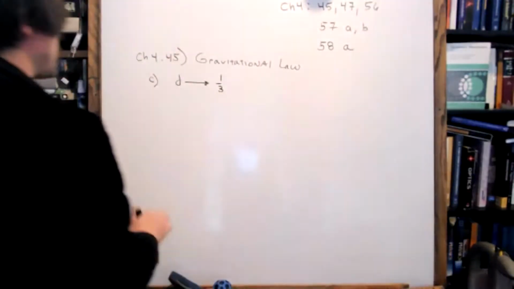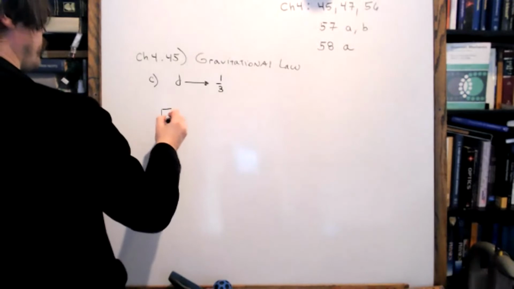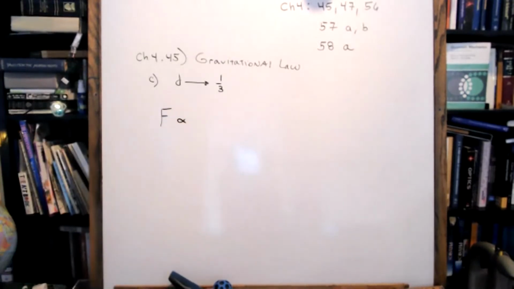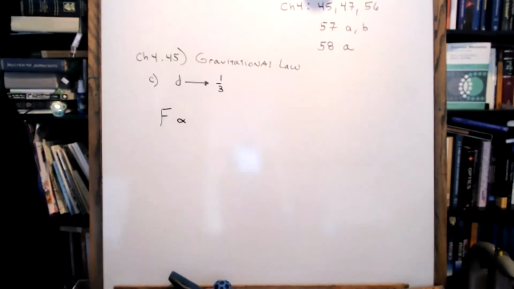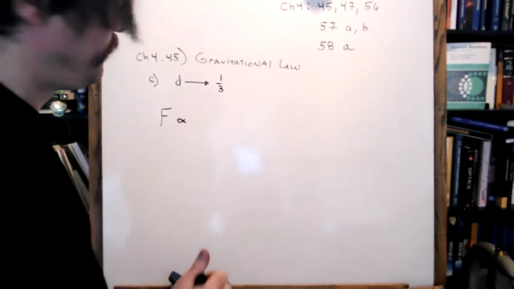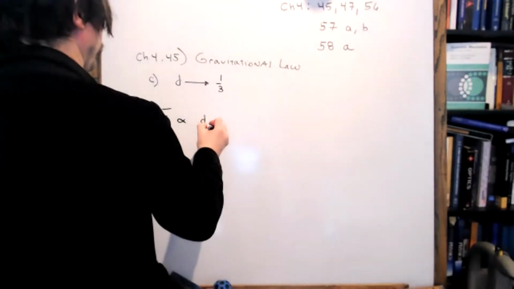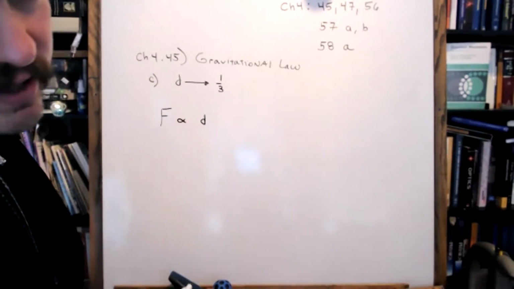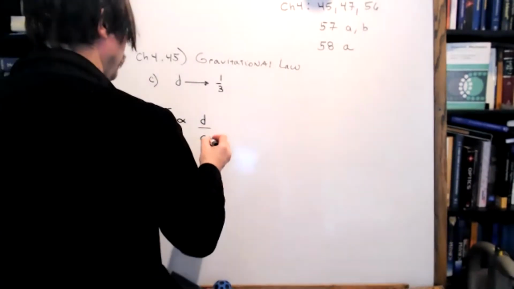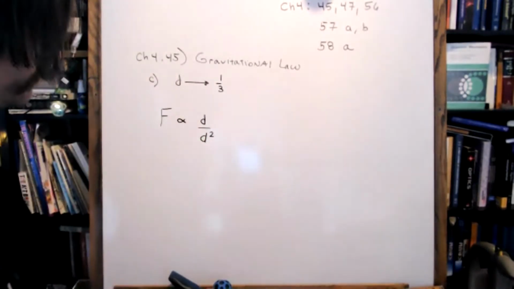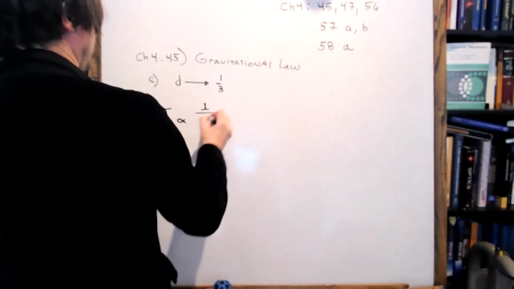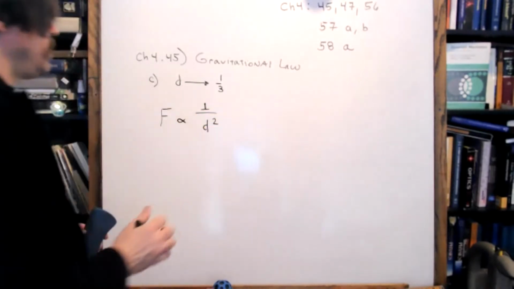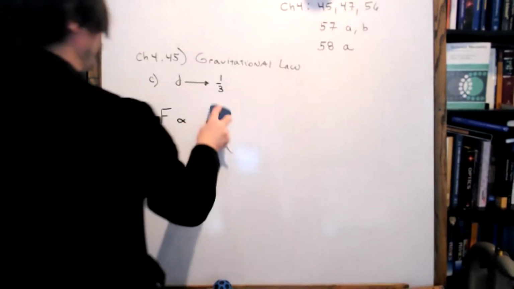Okay. So we'll do F is proportional to 1 over D squared. I'm sorry, no, just 1 over D squared. Oh, okay. That sounds much better. All right. I don't like the way I wrote that. I'm going to fix that.